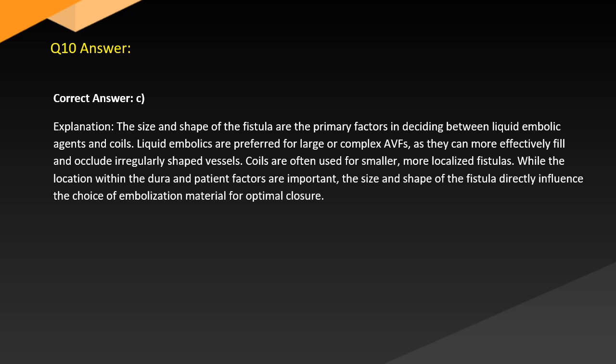Answer. Correct answer: C. Explanation. The size and shape of the fistula are the primary factors in deciding between liquid embolic agents and coils. Liquid embolics are preferred for large or complex AVFs as they can more effectively fill and occlude irregularly shaped vessels. Coils are often used for smaller, more localized fistulas. While the location within the dura and patient factors are important, the size and shape of the fistula directly influence the choice of embolization material for optimal closure.